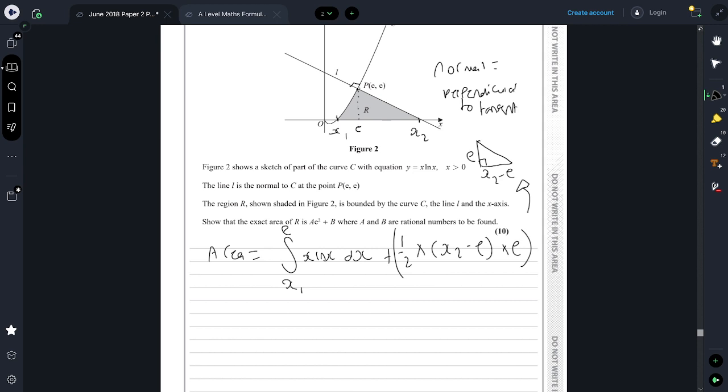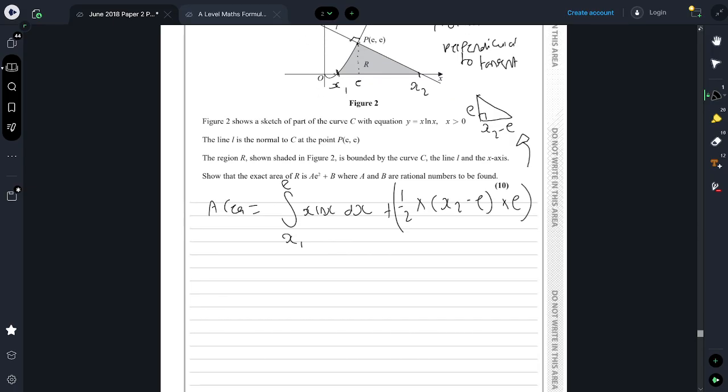But what we need to do is find this intersection point x1 and x2. That is, where the curve x ln x crosses the x-axis, and where this normal line crosses the x-axis. Once we find x1 and x2, we can find these areas. So to find x1, solve x ln x equals 0. That'll give you the intercept here.